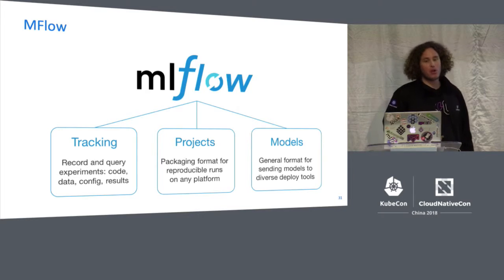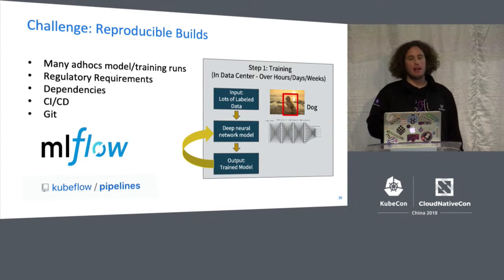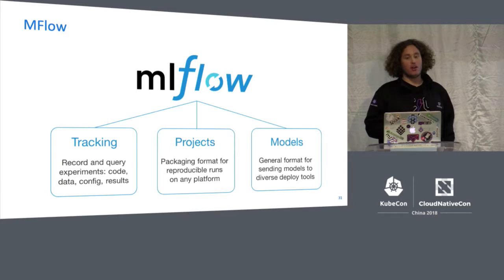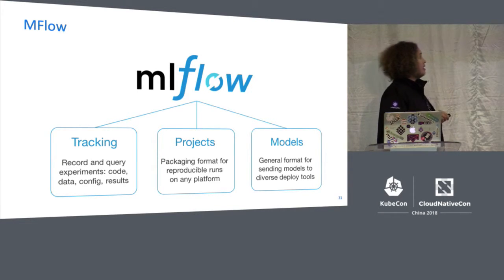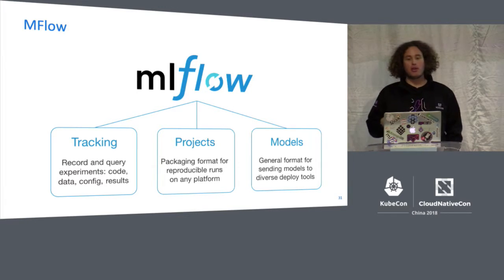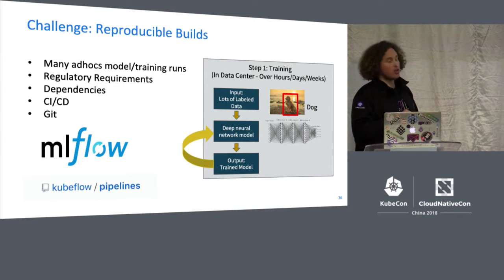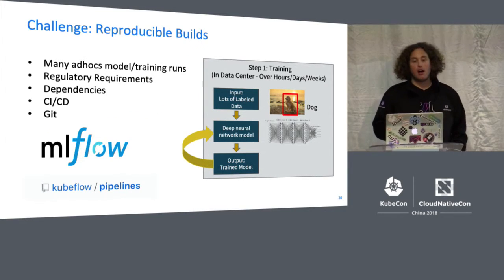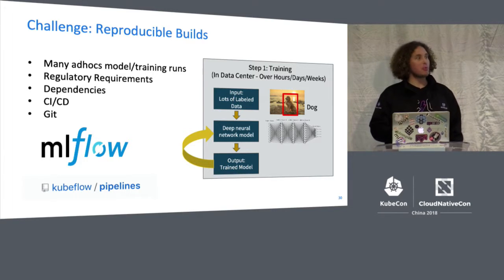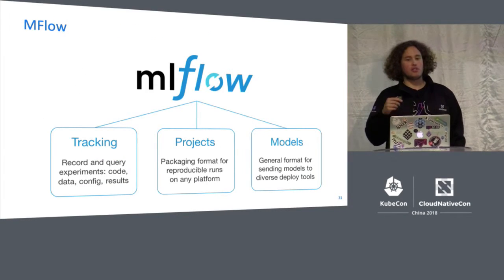Just real brief, as probably more people are familiar with Kubeflow pipelines: mlflow is a project by Databricks, the guys behind Spark. The sub-project I like most is actually the projects part, because it gives me a packaging format. It's very, very simple, but it gives me a packaging format for reproducible runs on any platform. So I can go in and just retrain my model. Kubeflow pipelines does something similar, but as said, you can use both. It probably depends a little on the surrounding parts.